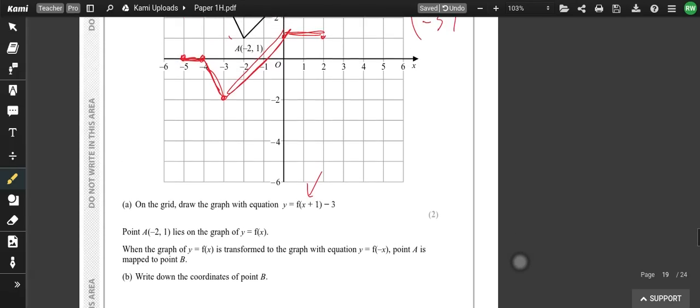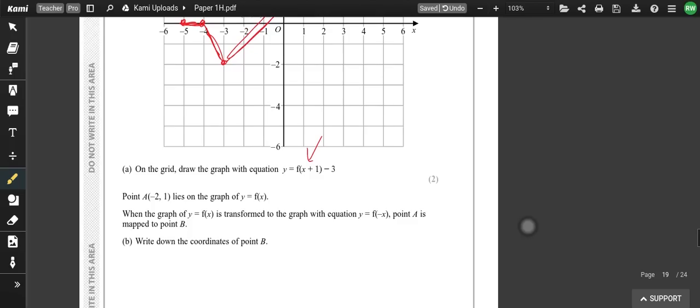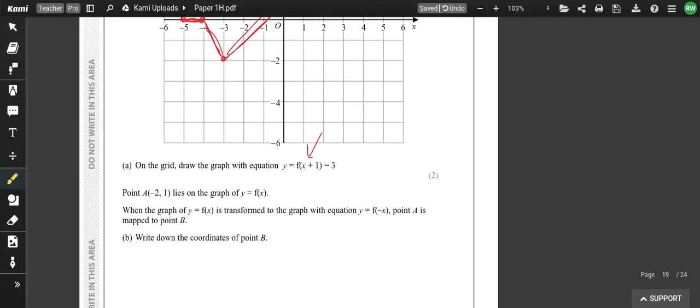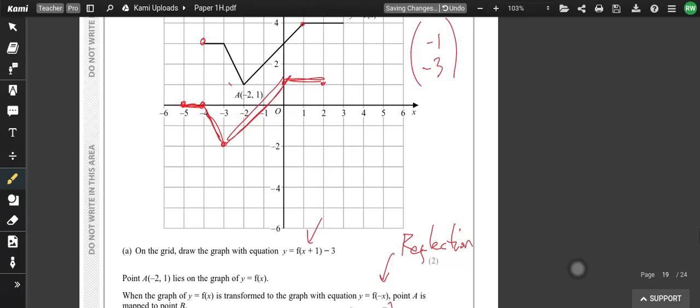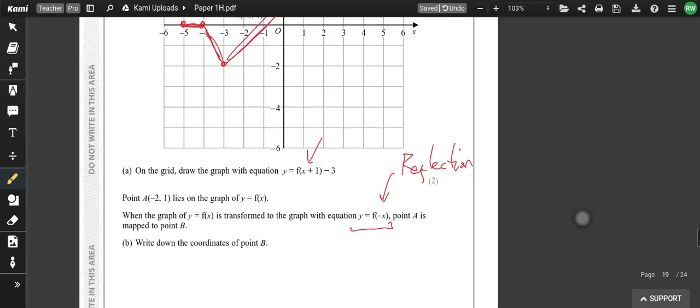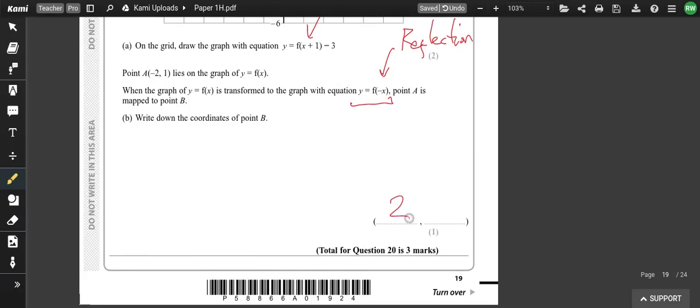Point A is minus 2, 1. When the graph is transformed to the equation y equals f(minus x), point A is mapped to point B, write down the coordinates. So f(minus x) from your revision is a reflection in the y-axis, so that minus 2 will be reflected to positive 2, and the y value will not change.